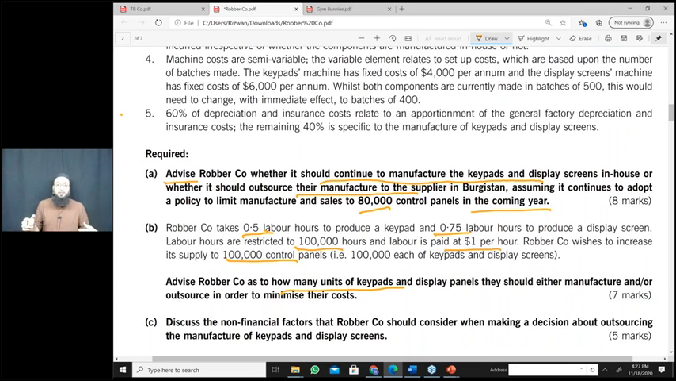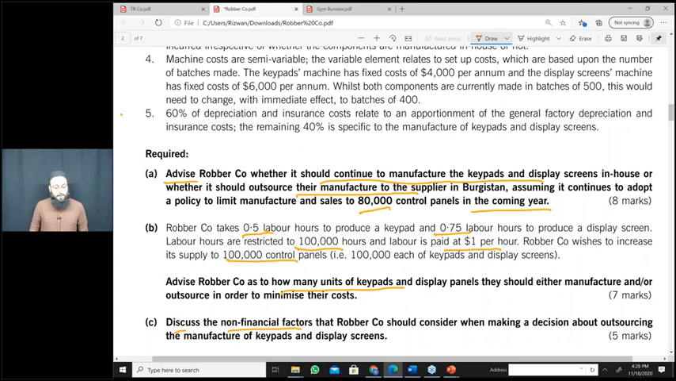You can see the restriction of the hours that is placed in part B, it is very clear that it's a limiting factor situation. Discuss the non-financial factors that Robber should consider when making a decision about outsourcing the manufacture of keypads and display screen. So yes, this is the third part, which is asking you the non-financial factors. Okay, so by reading the requirements, I'm getting very good clarity as to what I have to do, and it's clear that it's a make or buy decision question that we are solving right now. So once you have understood the question, and then when you read the scenario, it will make much more sense. But provided, my friends, provided that you have understood the question, you are reading the question very carefully so that you exactly know what is being asked here.